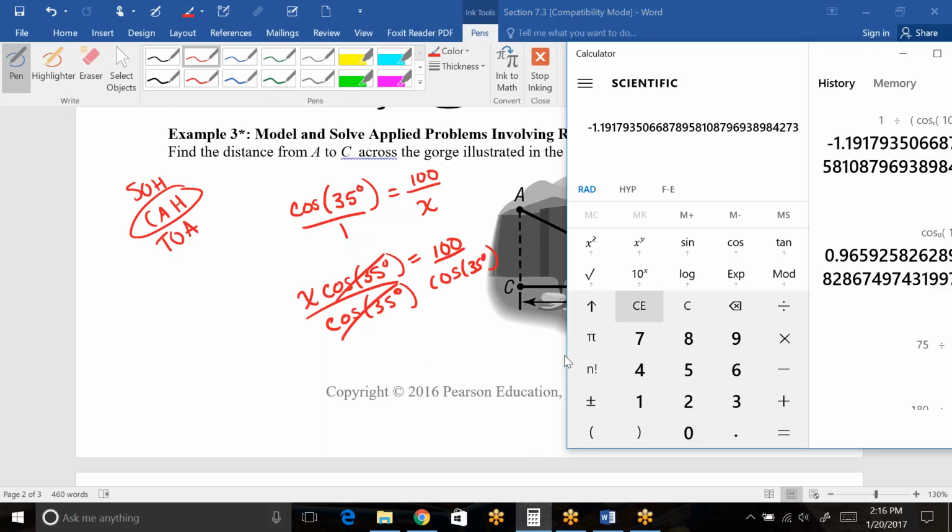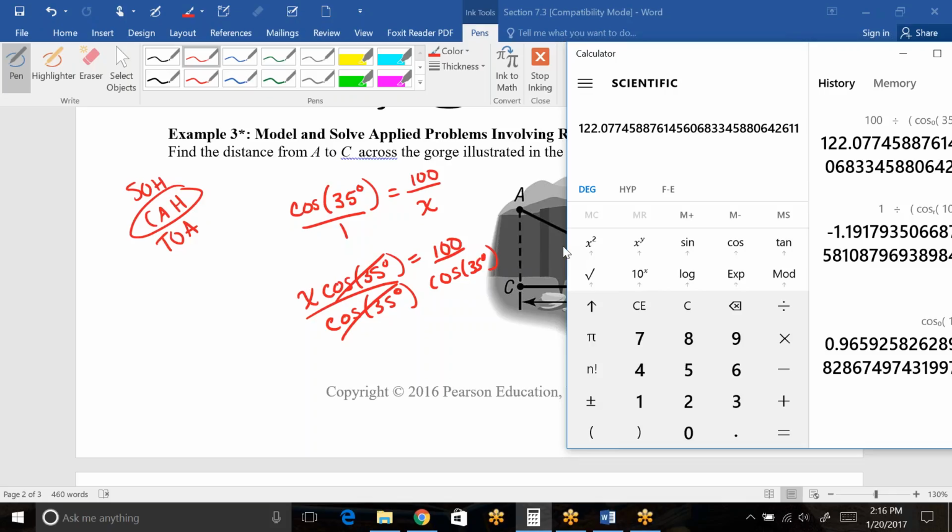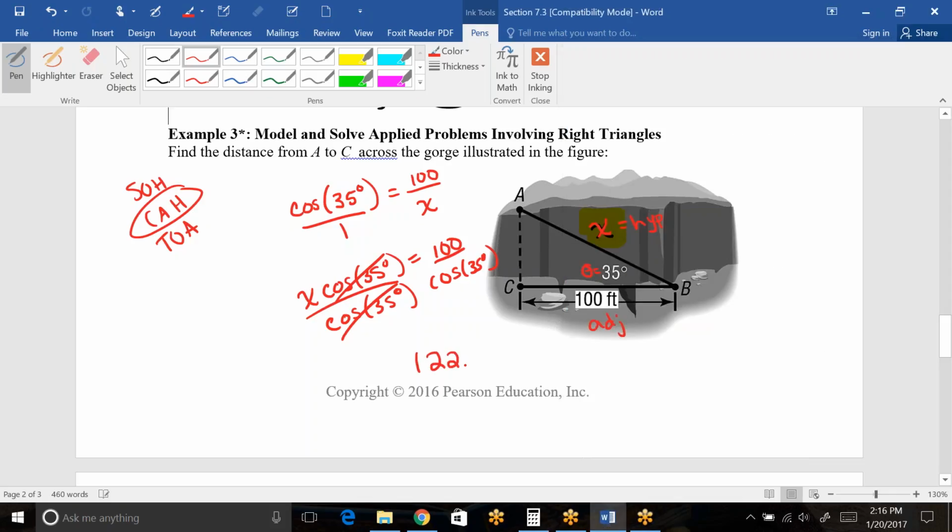So on my calculator, I need to do 100, and I need to go back to degrees, so see, you have to pay attention to that, divided by, open a parenthesis since it's in the denominator, and for me I have to type in 35 and then tell it to do cosine. So that is 122.08. And this is being measured in feet. Now you should check to make sure that makes sense. This is the hypotenuse, so it should definitely be longer than this leg, and it is.